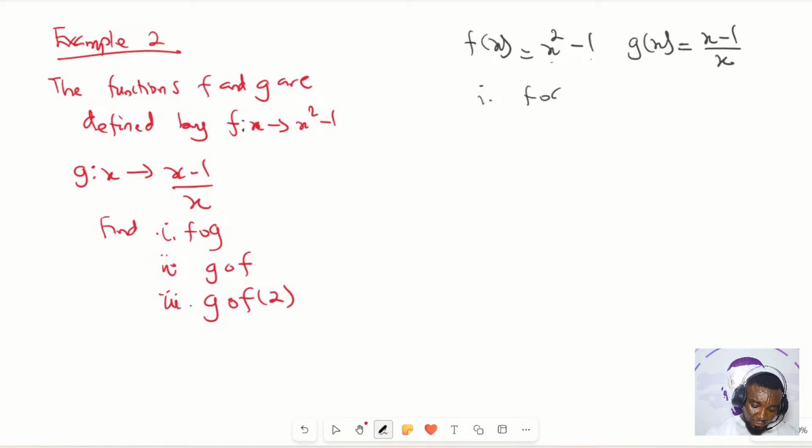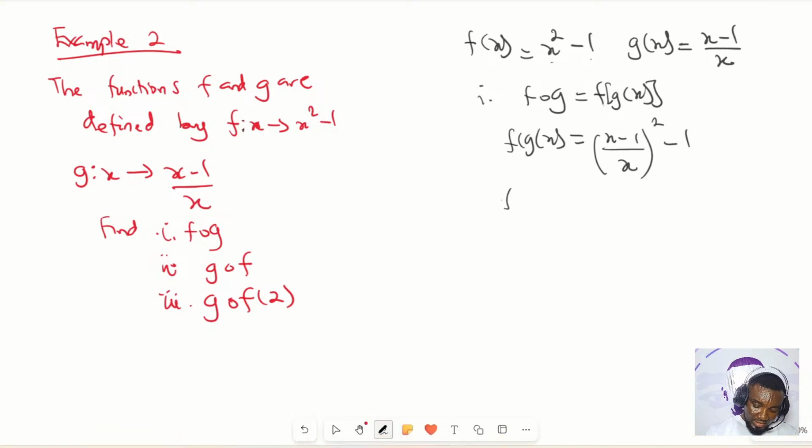The first one is f of g. So what this implies is that we have f of g of x, or in expression terms we'll say g followed by f, right? And what this implies is that you take the function f, so that wherever you see the x in the f, we put g of x there. So it means that our function now becomes f of g of x equal to, f is x squared minus 1. So where we see x, we'll put x minus 1, right, all over x, right? And then we are going to do all this squared minus 1.